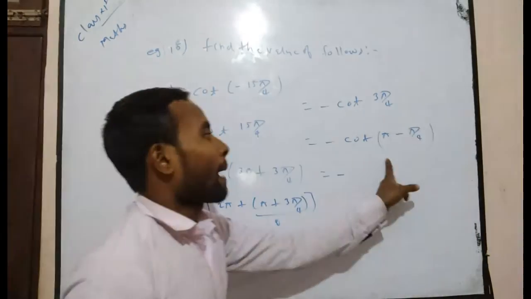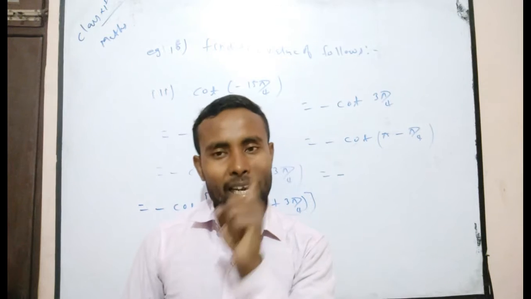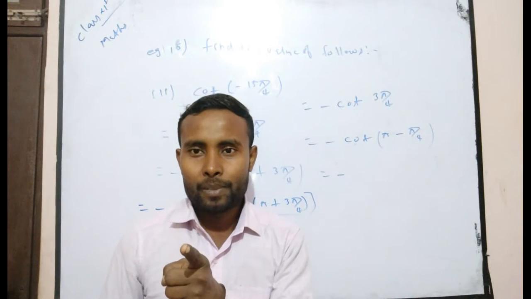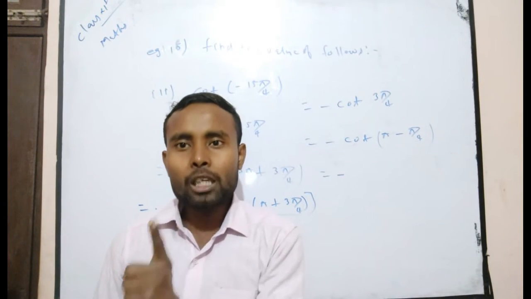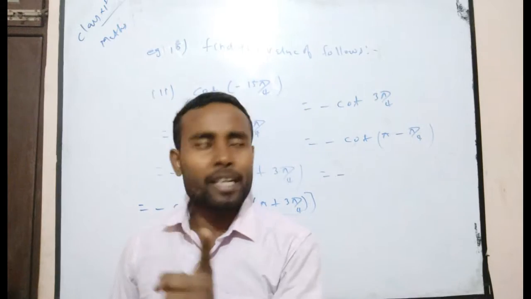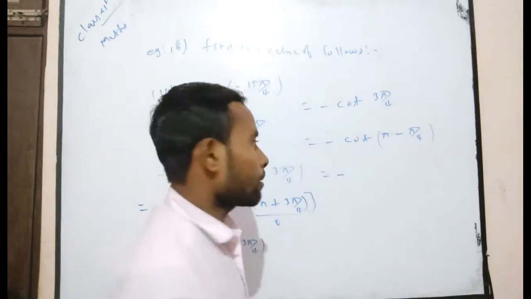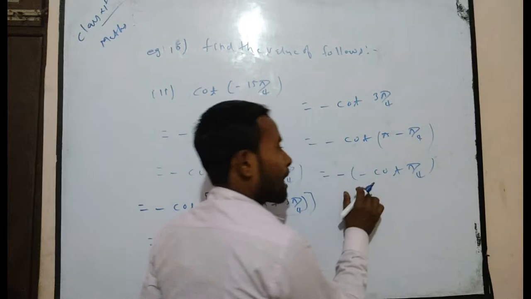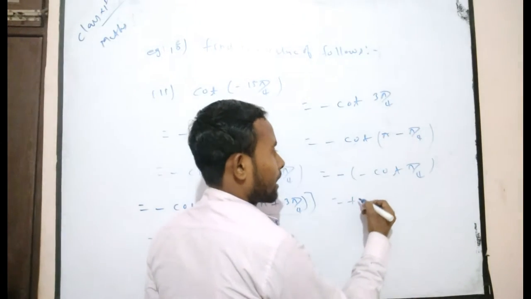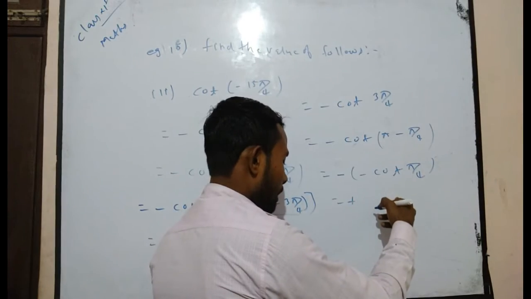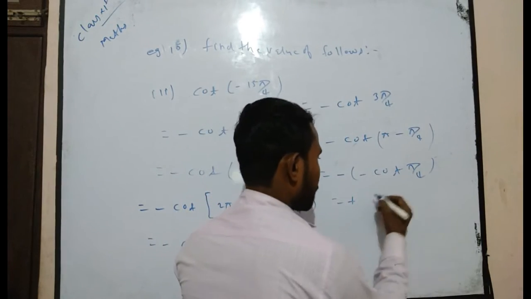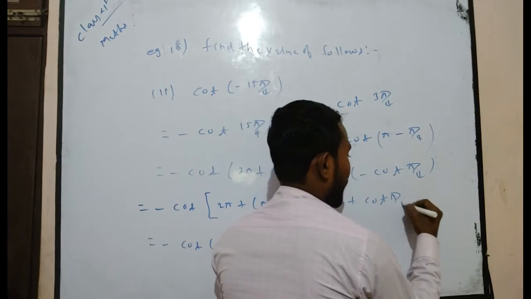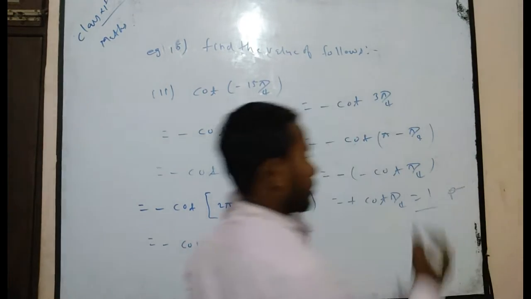As you know, pi minus theta lies in the second quadrant, and in the second quadrant sin and cosec will be positive and all other trigonometric functions will be negative. So you have to take a negative here. That means you can write minus cot pi by 4. After multiplying minus minus you get positive, and here you find cot pi by 4, and finally you get the value plus 1.